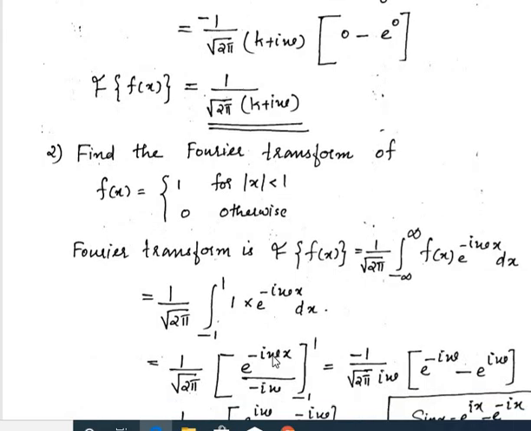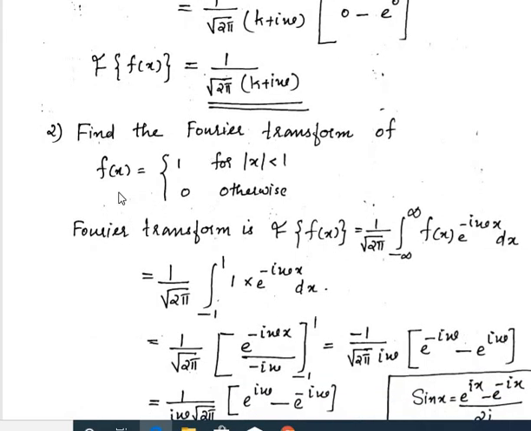Similarly, we can do the second question, that is, find the Fourier transform of f of x equal to 1 for mod x less than 1 and 0 otherwise. Again the formula is f of omega equal to 1 by root 2 pi integral minus infinity to plus infinity f of x e raised to minus i omega x dx.